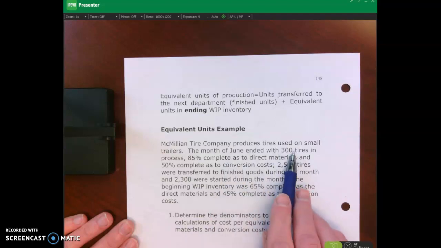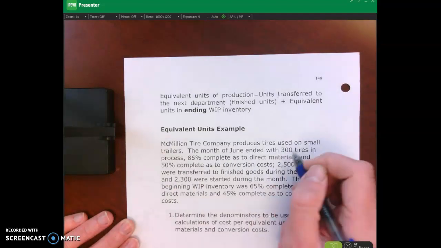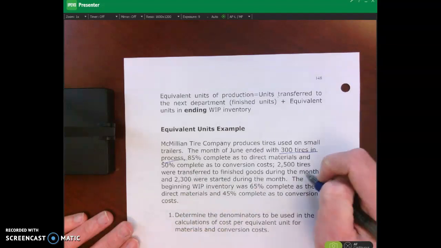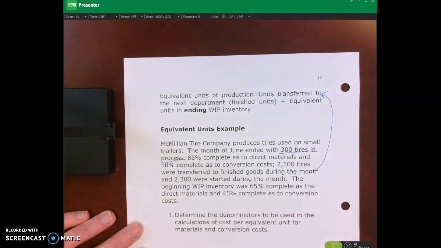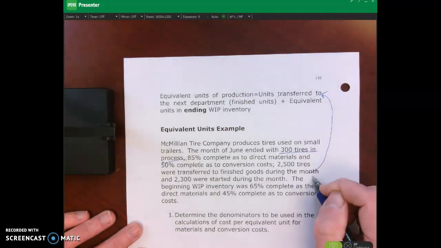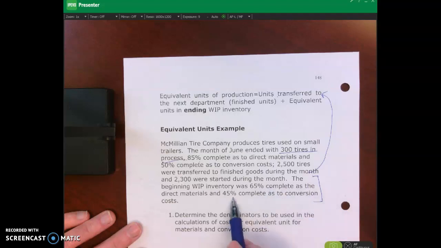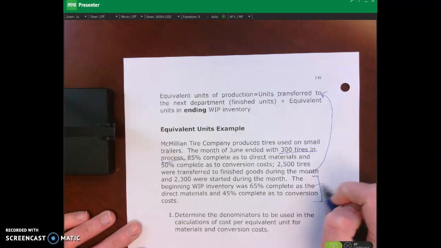The month of June ended with 300 tires in process. This is 300 tires in ending work in process. They are 85% complete with respect to materials and 50% complete with respect to labor and overhead, which is conversion. 2,500 tires were transferred to finished goods. That means they're done. Okay? The beginning work in process inventory is 65% complete with respect to materials, 45% complete with respect to conversion. This does not matter.